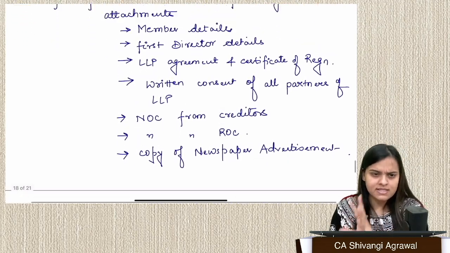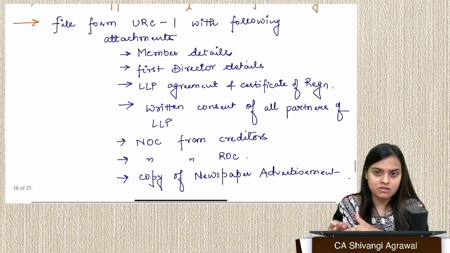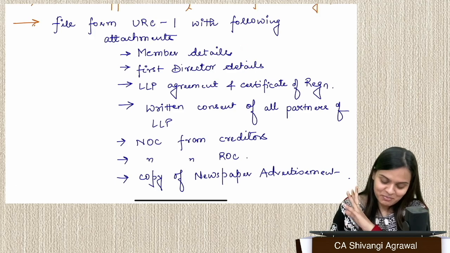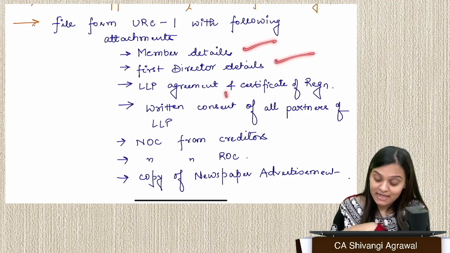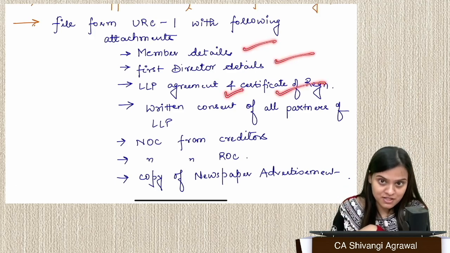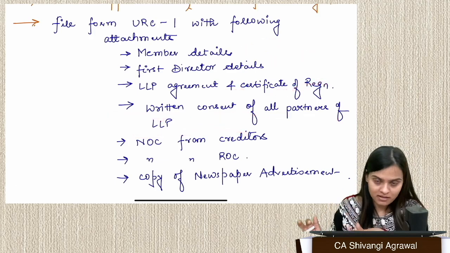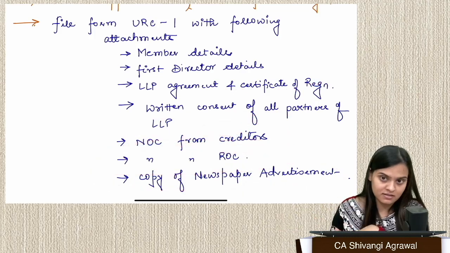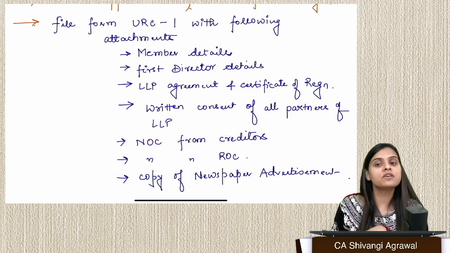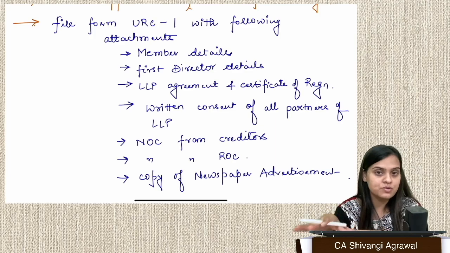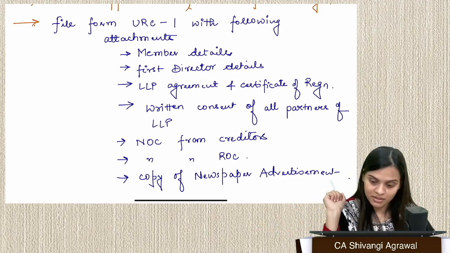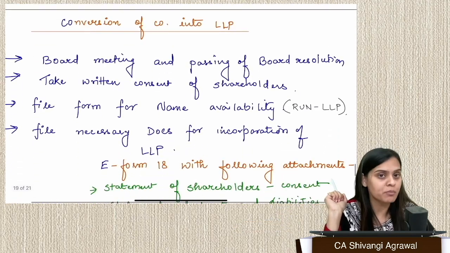There are more details. We are cutting it short and we're just trying to make you recall what the things are, right? So the member details, first director details, LLP agreement, certificate of registration, written consent of all partners, NOC from creditors, NOC from ROC, copy of advertisement, newspaper advertisement. Once you have done all the filing, ROC gives you a new certificate of incorporation, and thereafter you can continue as a company by complying all the requirements of the Companies Act.